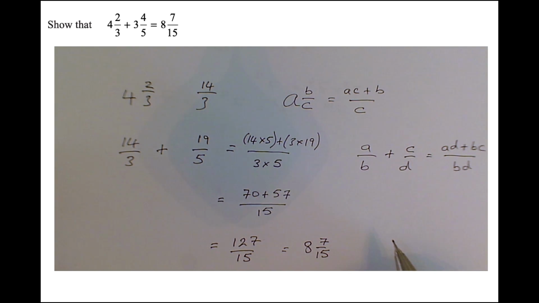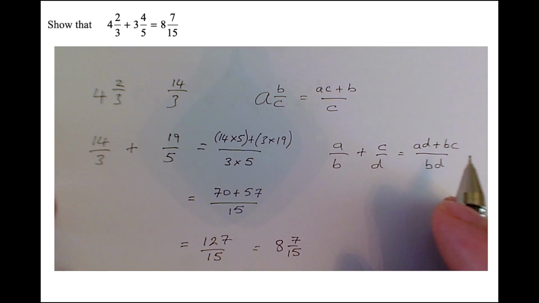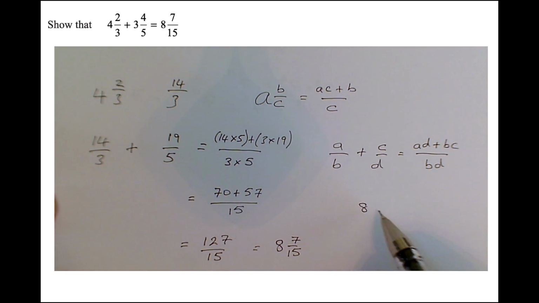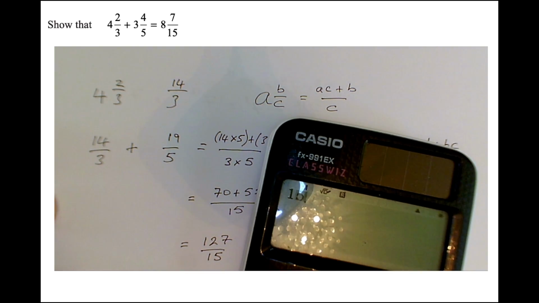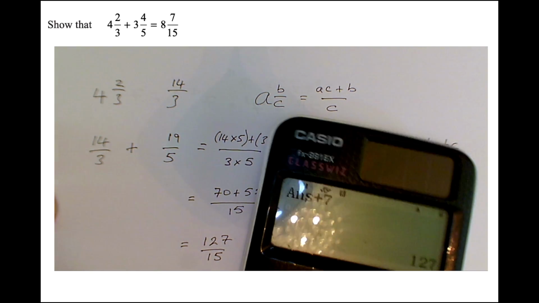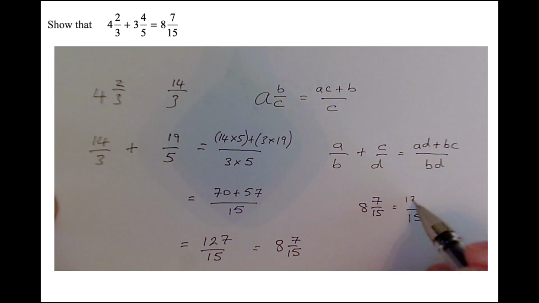I'm going to do the right hand side of this question. So what's 8 and 7/15? Well, 15 times by 8 is going to be 120, and 120 plus 7 is 127. So yes, I think I've shown it now. Let's check. 120, yeah, plus 7, yeah. So 127 out of 15, so I've shown that the left-hand side is equal to the right-hand side. I'm pretty happy I've answered that question sufficiently.